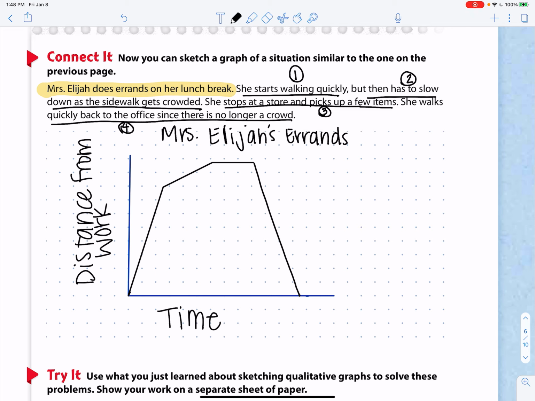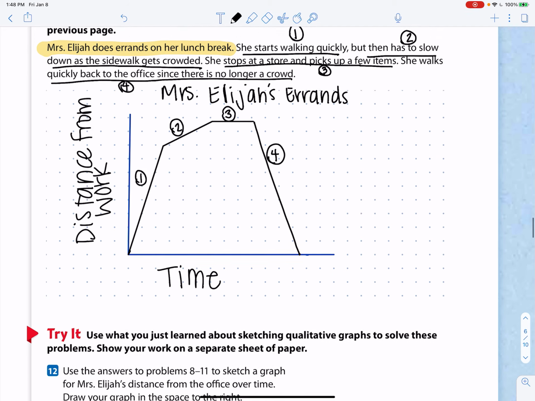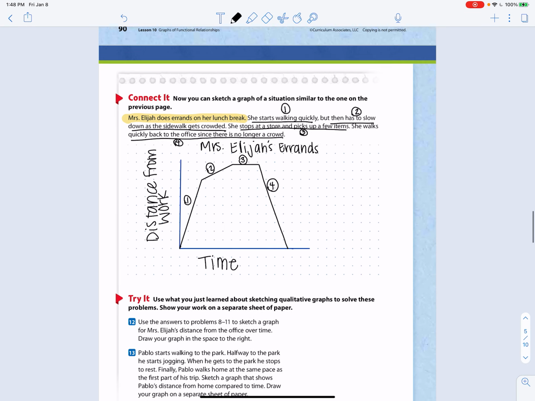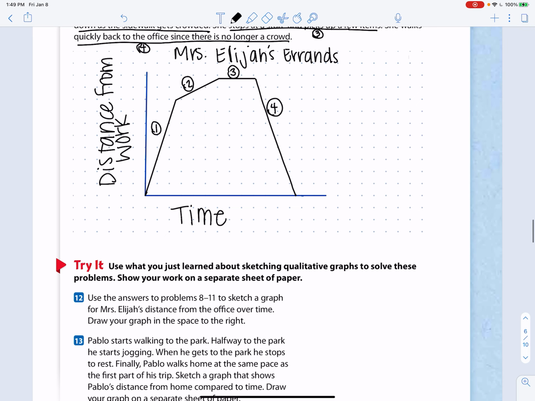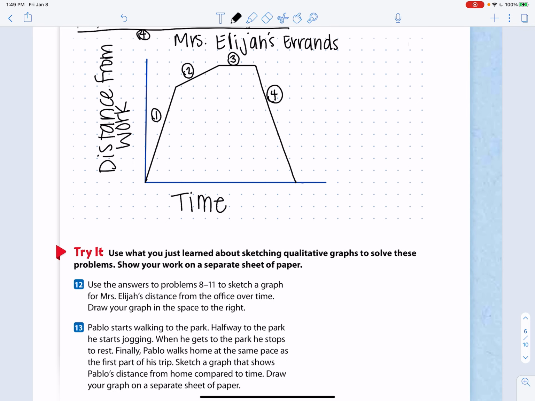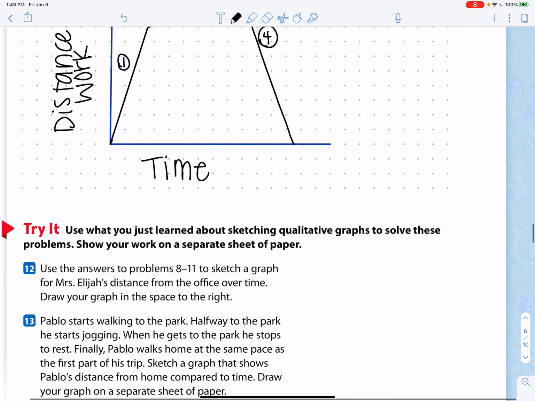Okay, so let's go ahead and label our different sections of our graph. So we have the first section, the second, third, and fourth. So what you're going to do is, based on, of course, the situation that you were given about Mrs. Elijah, and based on the qualitative graph I just drew, use this to answer those connected problems. All right. Also, make sure that you are answering your try it questions, doing the same thing that I just did. All right, so you will be creating your own qualitative graphs to solve both problems 12 and 13.